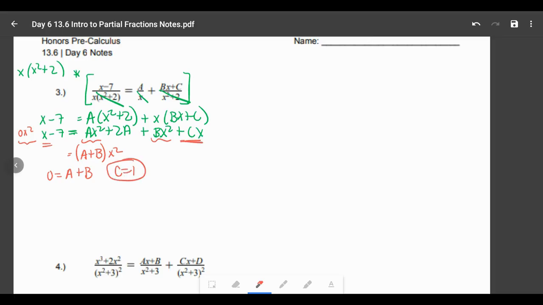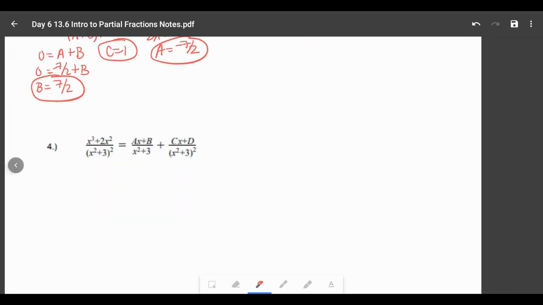So that one was easy. And then if I look at the constant, that is equal to 2a equals negative 7, which means that a is equal to negative 7 over 2. And then I just need to go back and substitute negative 7 over 2 plus b equals 0. And so b is equal to positive 7 over 2. That's the end of that problem.